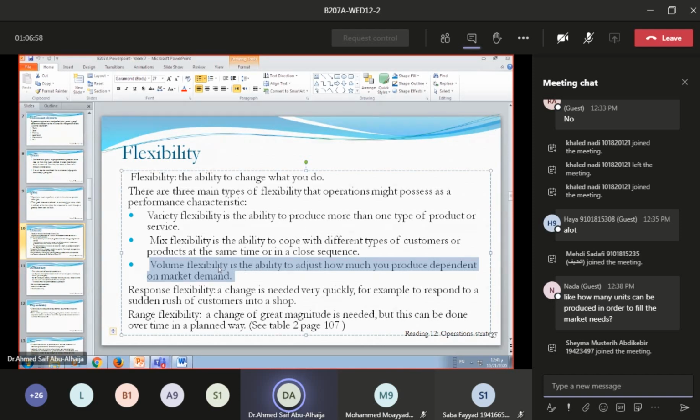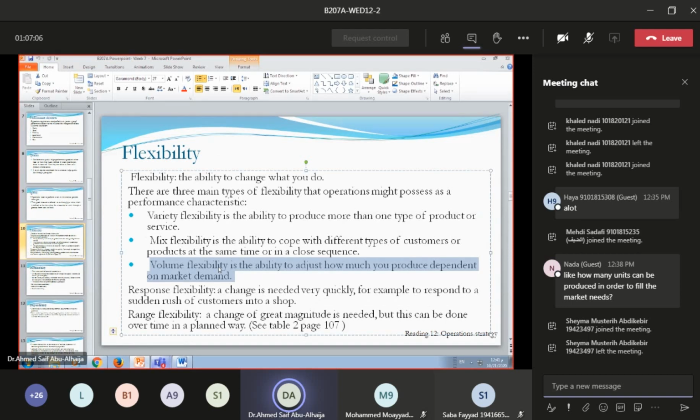So the good thing is to have more flexibility. That's why big corporations, big companies have more flexibility. Why? Because they have more resources, more money, more people, more skills, more plans, and specifically long-term plans. Okay, that's it actually, guys.